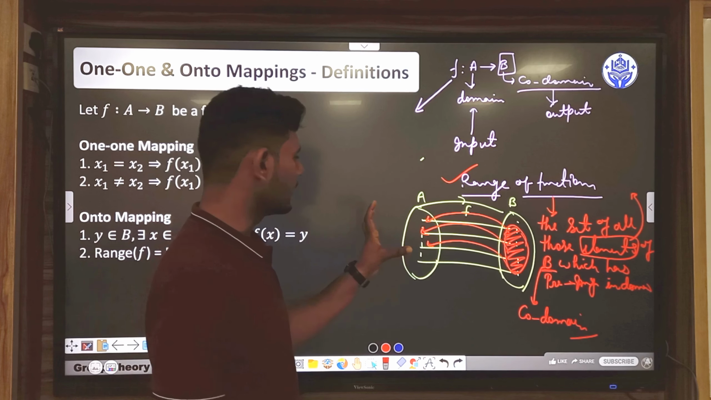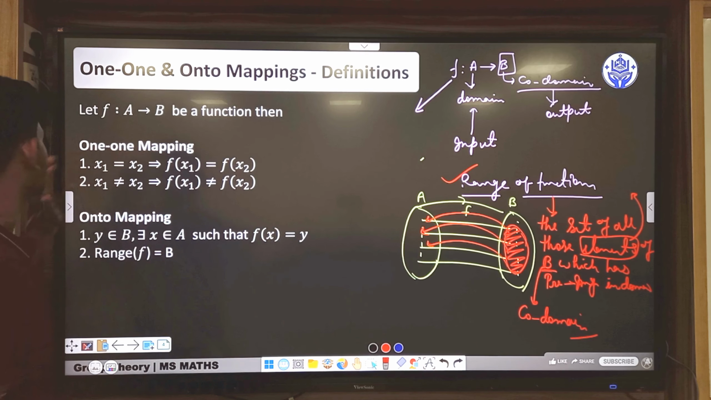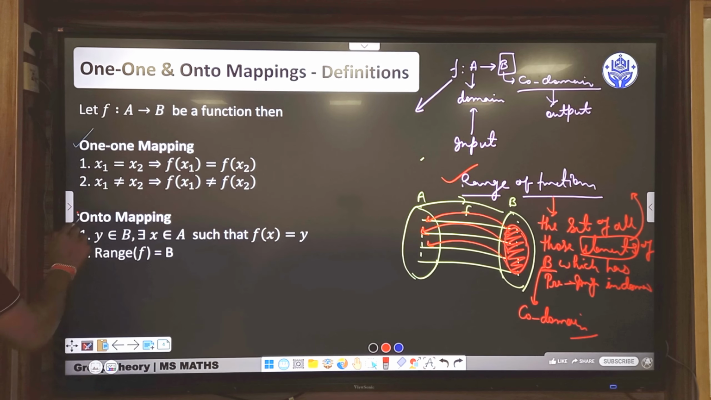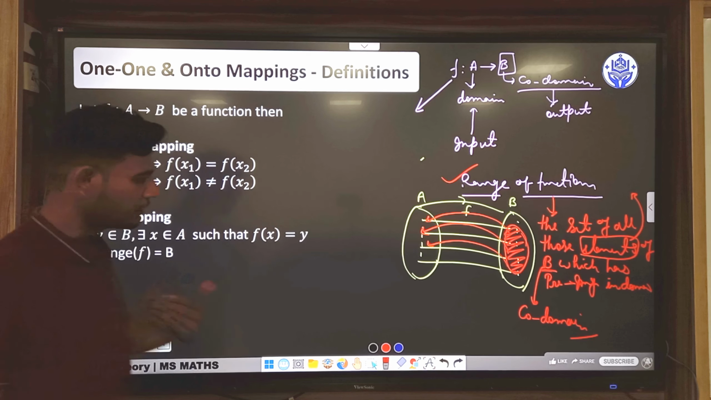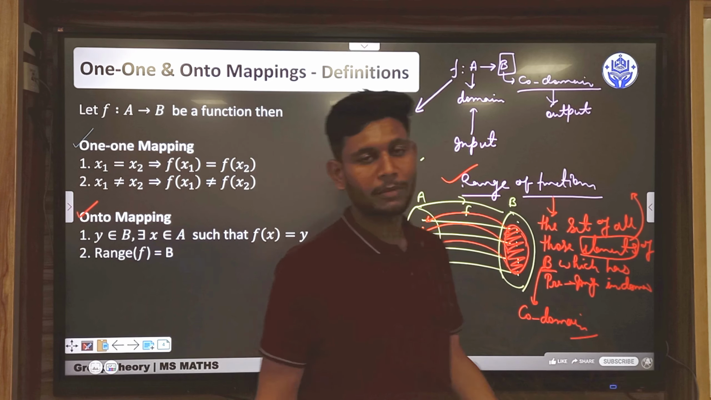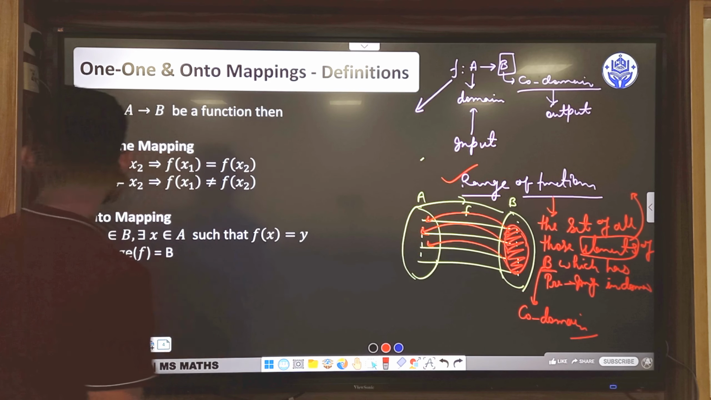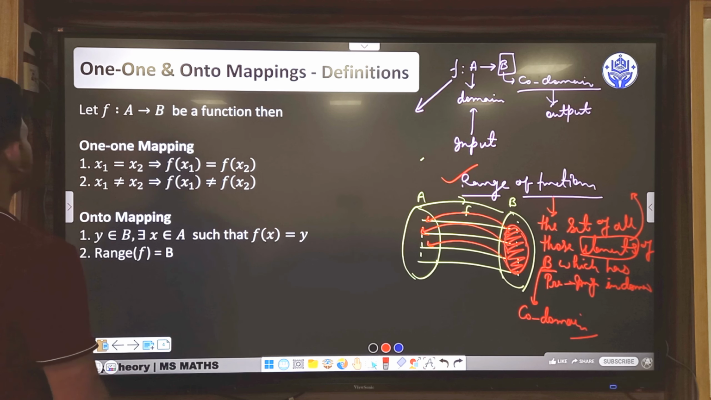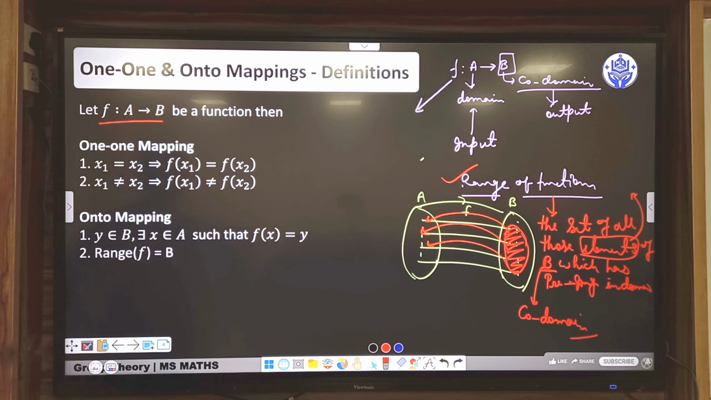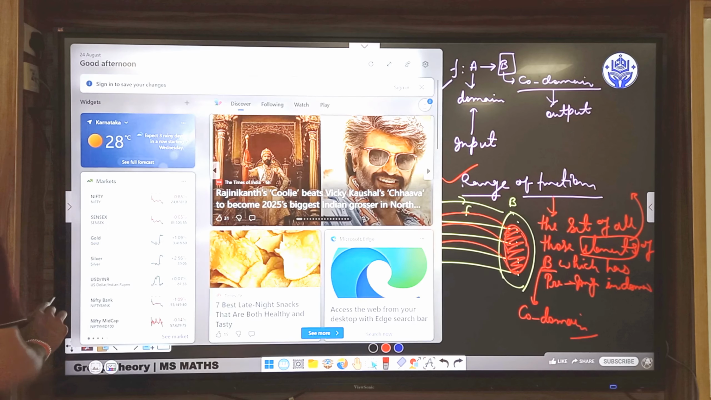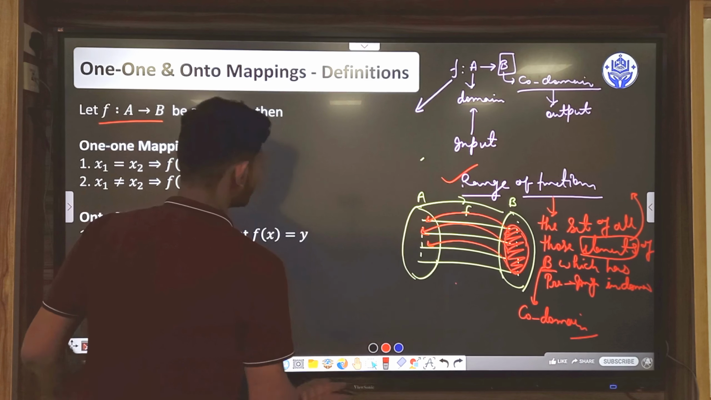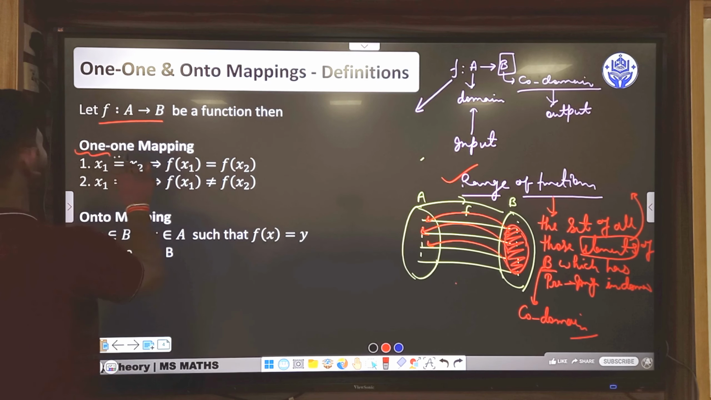Why am I discussing this? Because I want to discuss one-one mapping and onto mapping. What are the one-one mappings and what are the onto mappings? For that we need the range of function. Okay, now just discussing the one-one mapping. Let's say I have one function f from A to B. This function is one-one. Why is this function one-one here?